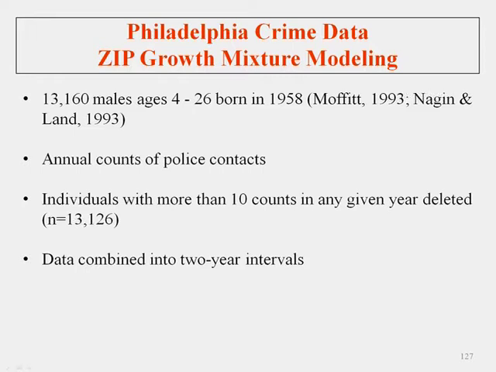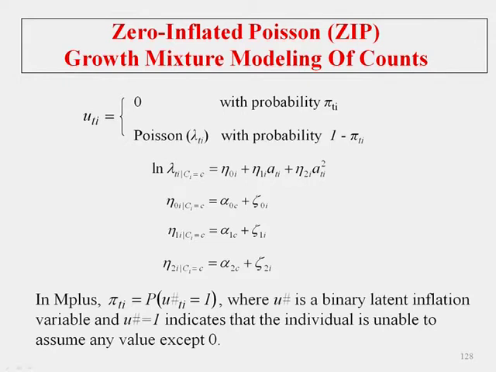And we talk about annual counts of police contacts, and individuals with more than 10 counts in any year were deleted. It's a very small set of individuals. And data are combined into 2-year intervals. And now we're going to get back into drawing on all the knowledge that we have accumulated so far, including Poisson regression and zero-inflated Poisson regression from yesterday morning. So we talk about zero-inflated Poisson, ZIP, growth mixture modeling of counts.